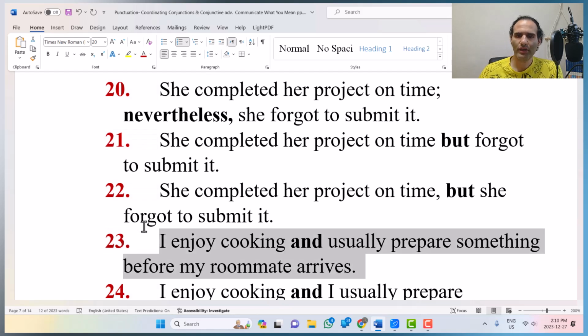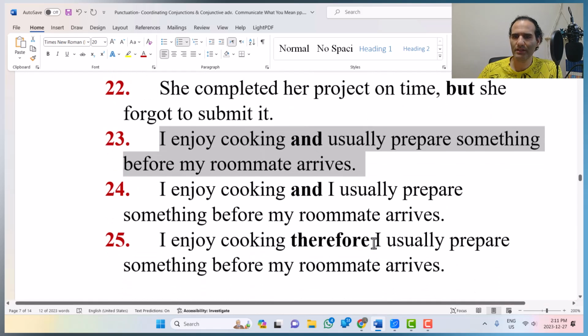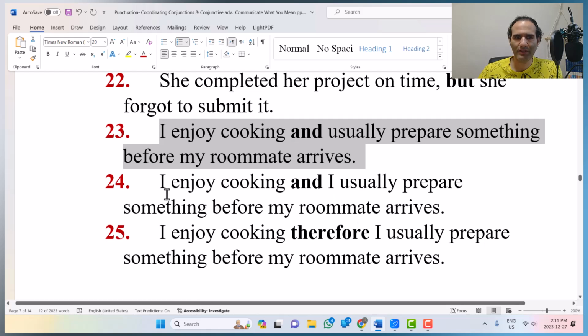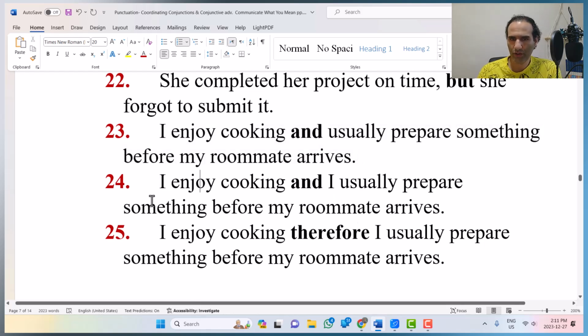I enjoy cooking and usually prepare something before. So this one is an independent clause, this one is not an independent clause. No comma is needed. I enjoy cooking, and I usually prepare. So again, a comma here.